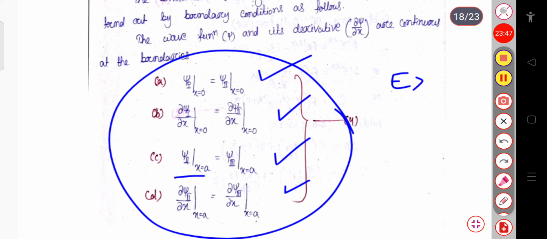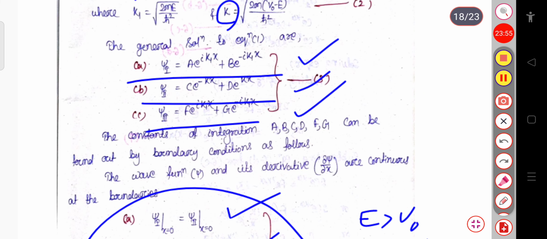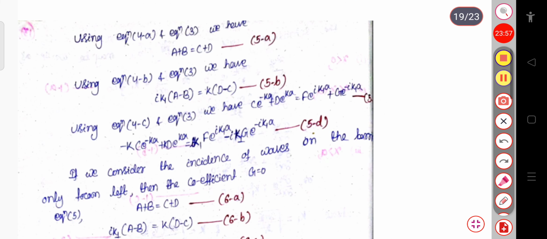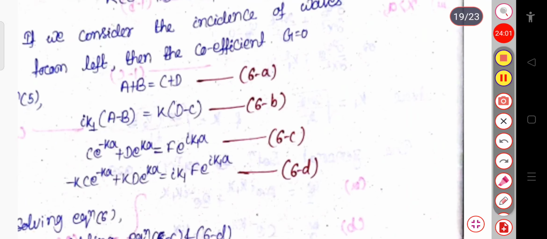Also you will apply this for E less than V naught, and you have to solve these equations by putting in these boundary conditions. You have to write the equations A, B and C. So after solving the boundary conditions, you will get the equations 6a, 6b, 6c and 6d.